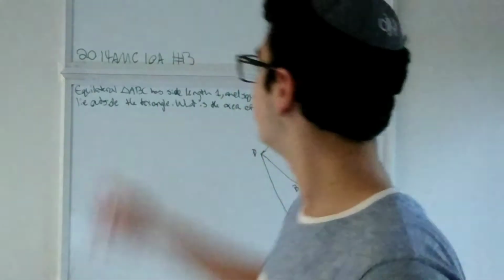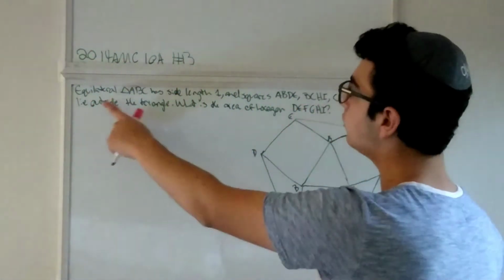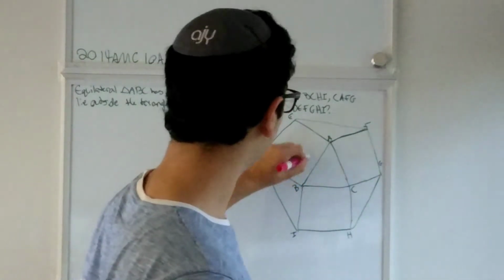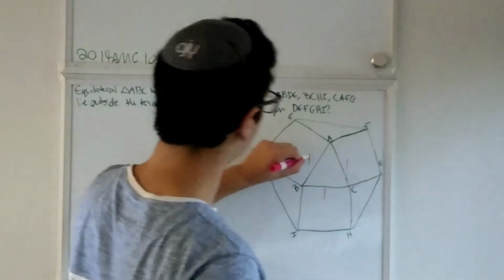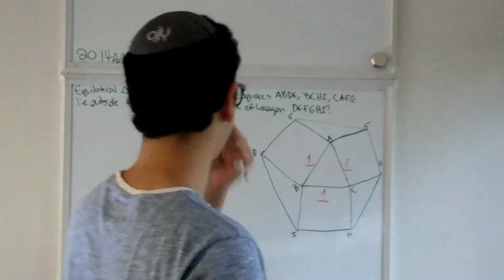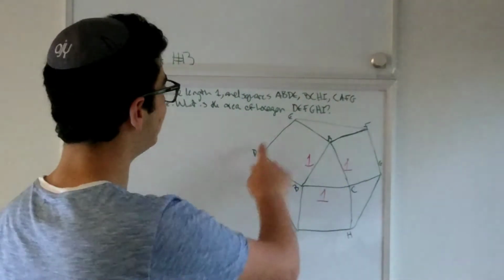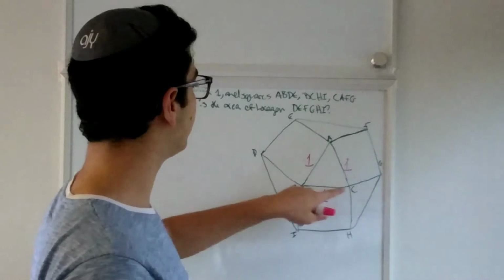Hello, this is the 2014 AMC 10A number 13. Equilateral triangle ABC has side length 1, so I'm just going to put that in. And squares ABDE, BCHI, and CAFG lie outside the triangle.